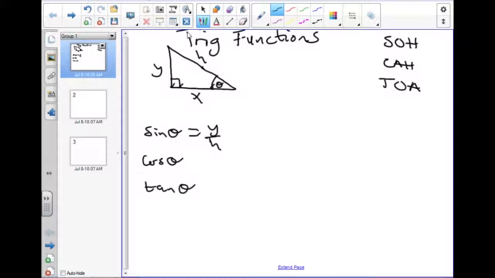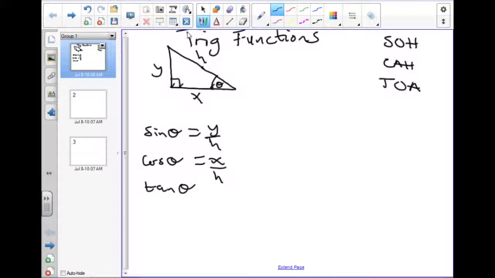To find cosine of theta, we do the same thing. We have KA, which is CAH. Our last two letters are A and H. So we find the adjacent of theta, and then we divide it by the hypotenuse. In our case here, our adjacent is x. So we have x divided by h, which is our hypotenuse.